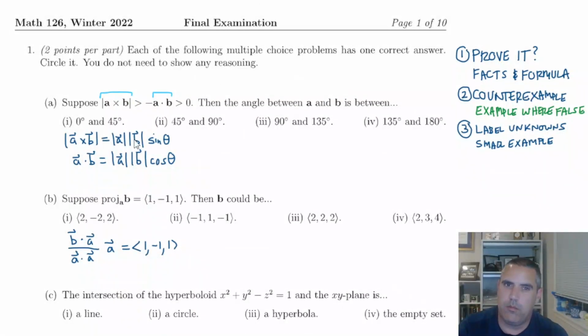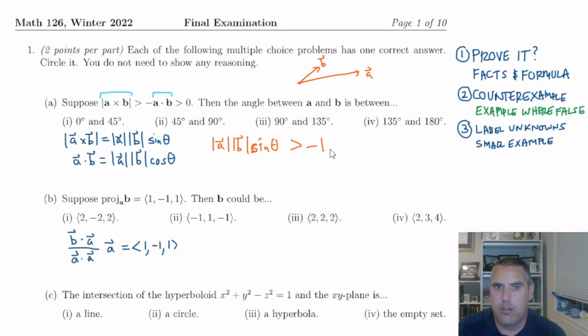So I really feel like I want to at least say this. They're telling me that the magnitude of A times the magnitude of B times, I better write it correctly, sine of theta, and theta is the angle between the vectors, so this seems like it's making progress. It has to be greater than negative the magnitude of A, the magnitude of B, cosine of theta, and that has to be greater than 0.